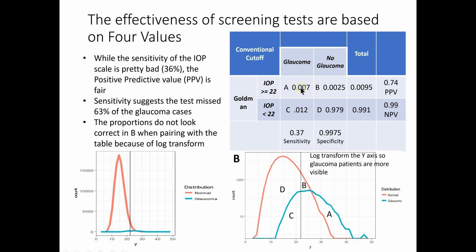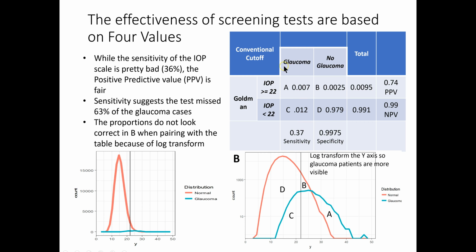But you take 0.007 and divide by the sum of these two and you get 0.37. So the sensitivity is less than 50%. In other words, if you flipped a coin, you would do better at guessing than finding the sensitivity this way. It's 37%. So if somebody comes up positive and they're greater than 22, you're going to be right 37% of the time saying they have glaucoma. It's really not very sensitive.